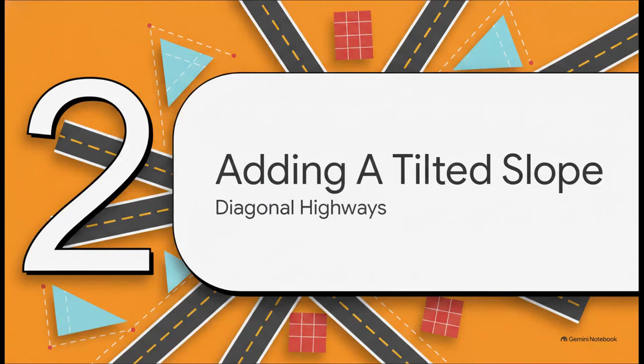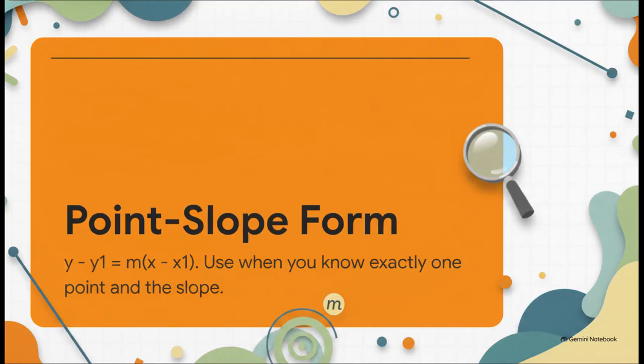Part 2. Adding a tilted slope. So, what happens if our map needs diagonal highways? To chart those, we use a brilliant little tool called the point-slope form. The formula is y minus y1 equals m times x minus x1. I absolutely love this one because it's literally named after the only two pieces of information you need to make it work: a single point on the line and the slope, which we represent with a letter m.